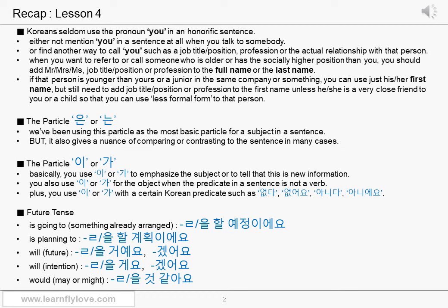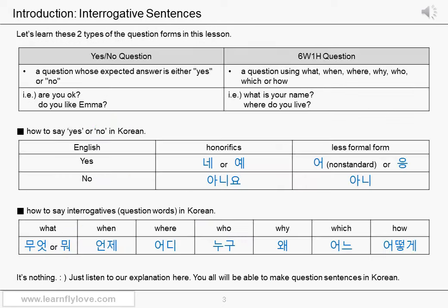And we've learned the future tense too. We don't think it's necessary to read them through to you again, so read them yourself. Okay, let's move on. We're gonna learn mainly about question forms in lesson 5.